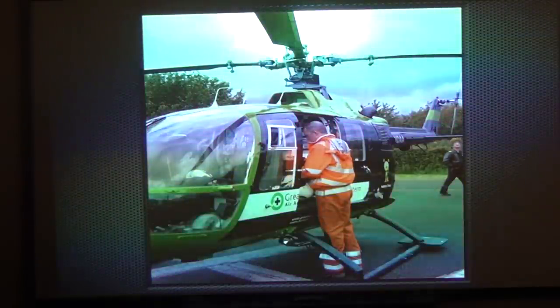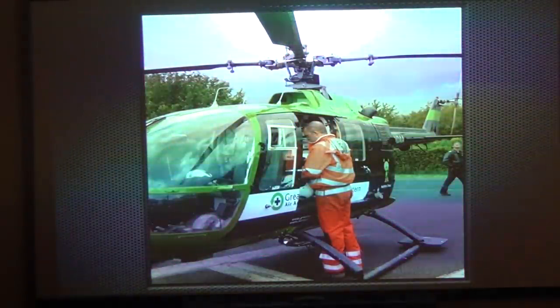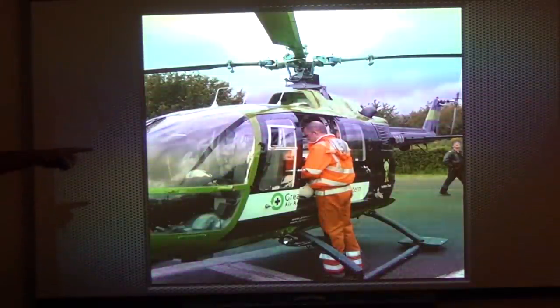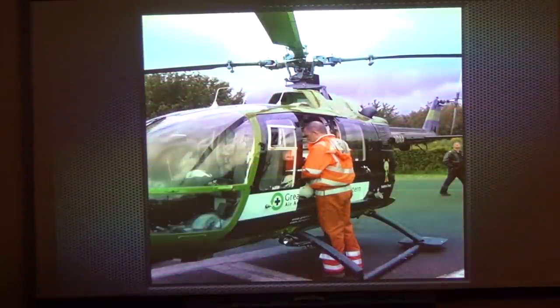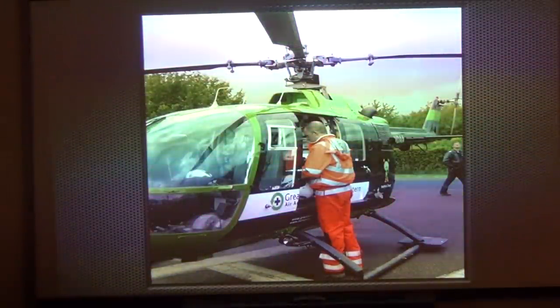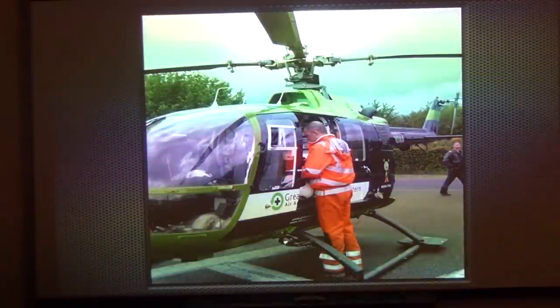So, the guy who taught me more about medicine than any doctor in the previous 14 years was the pilot at the back. His name's Simon. He was our base captain. He was an ex-SAS medevac pilot for 20 years. And he basically taught us everything I'm going to try and teach you in 20 minutes.